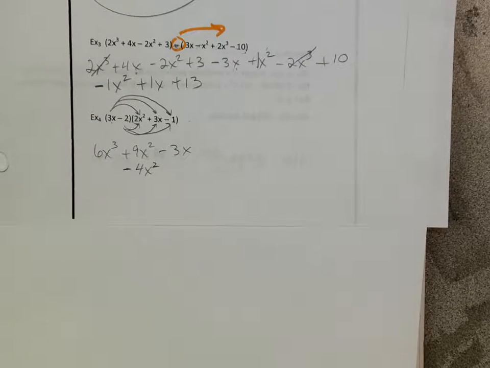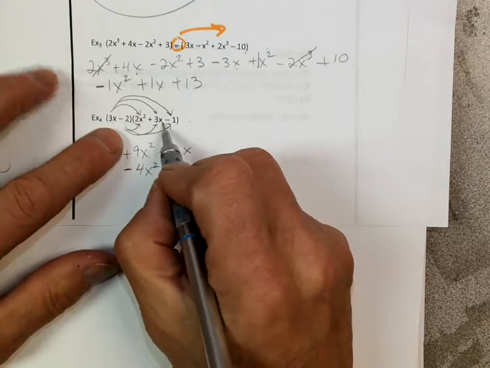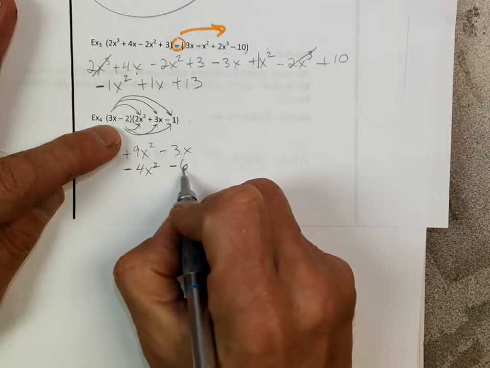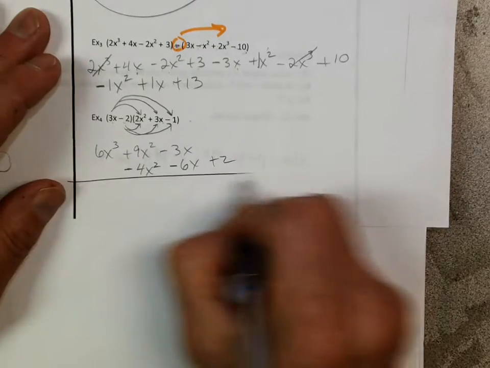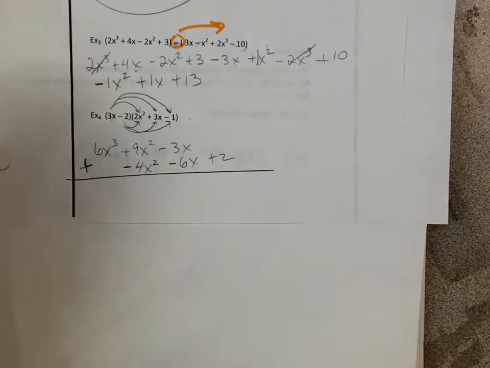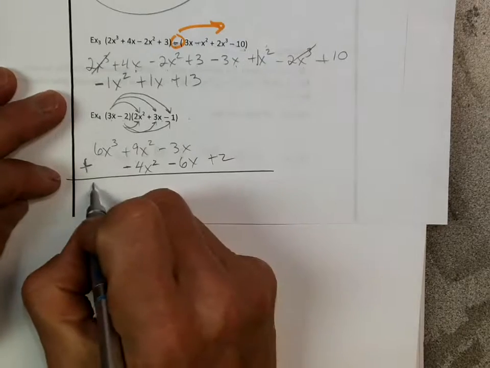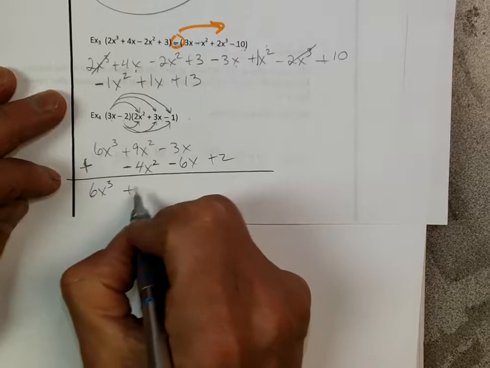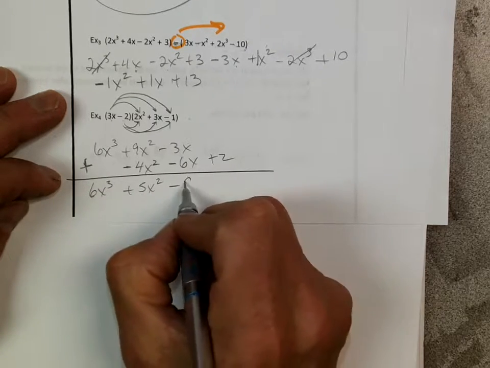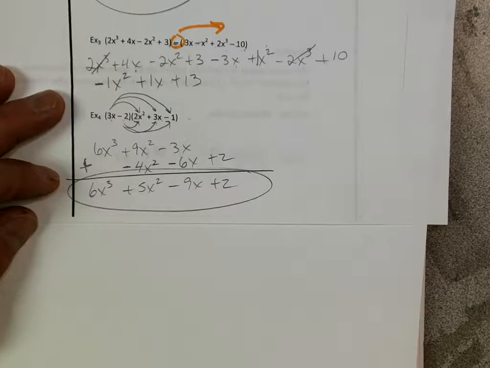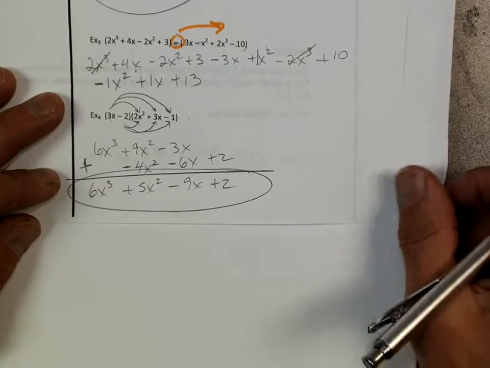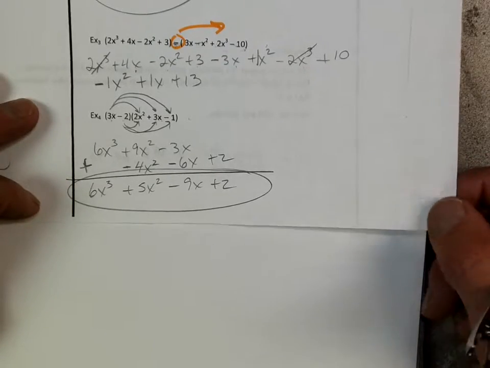Eventually I'm going to have to add them, so I like to add up the things that are the same, because then it makes it easy to add, right? The same thing here, I'll get a negative 6x, I'll put that right there. I'll line them up, right? Then I get positive 2. Because now when I add them, it's just really easy. Just add straight down. I got the things that go together lined up, so I'll get a 6x cubed plus a 5x squared minus a 9x plus a 2. These are easy, just don't make mistakes, okay? Just don't make mistakes.